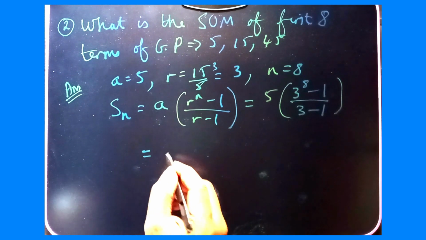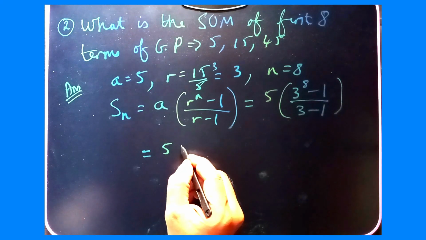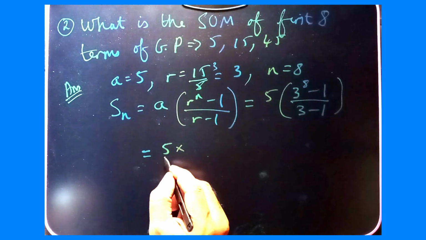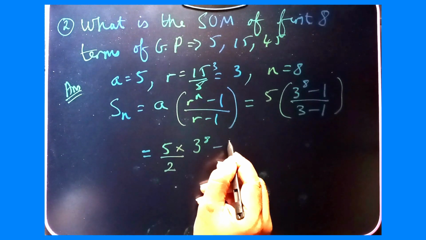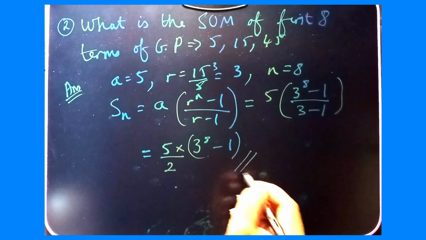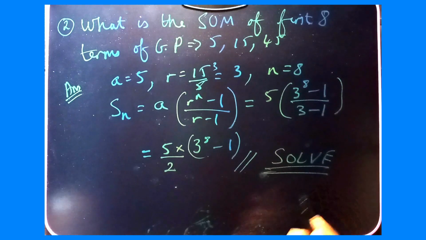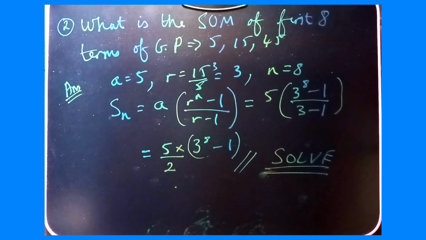So what do you get here? You will get 5 into 3 raised to 8 minus 1, and the denominator will be 2. This you can try and solve. Okay, solve and put the answer. I will calculate on the calculator and try to put it here. But this is the way you're going to solve it.